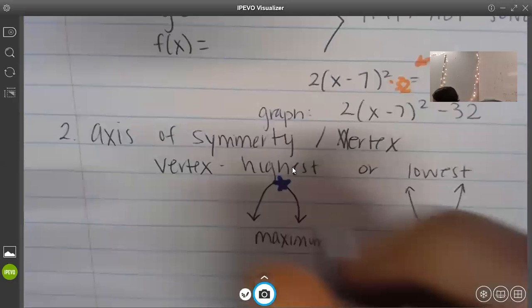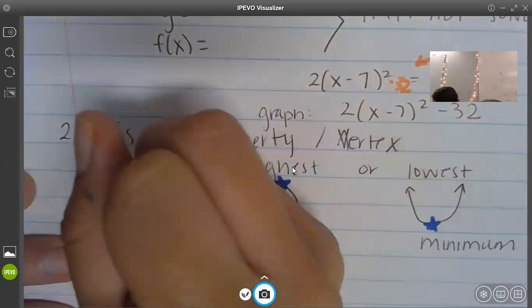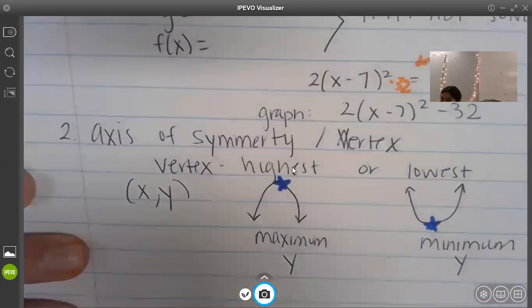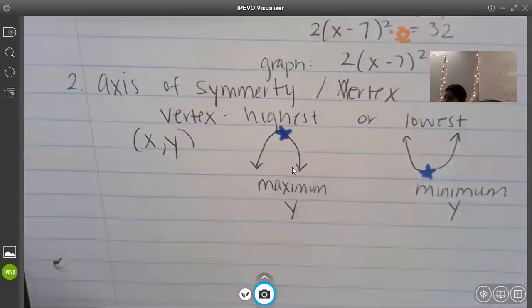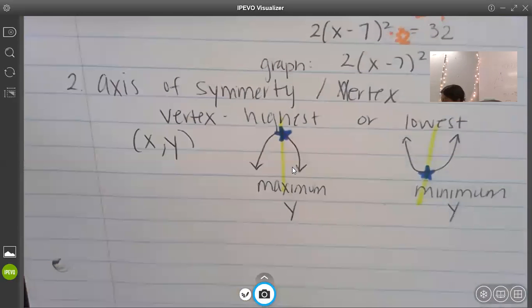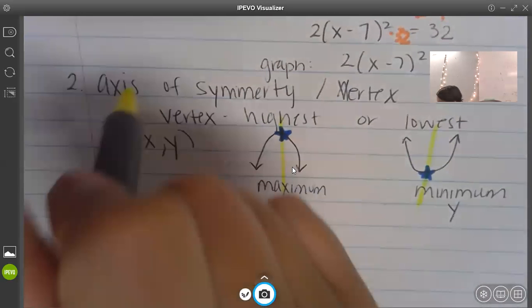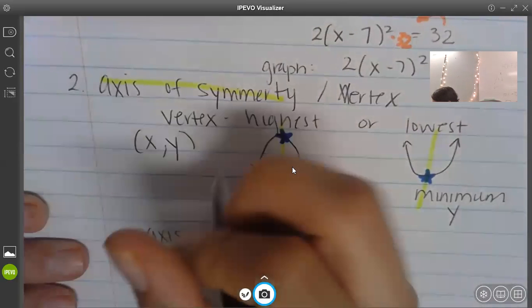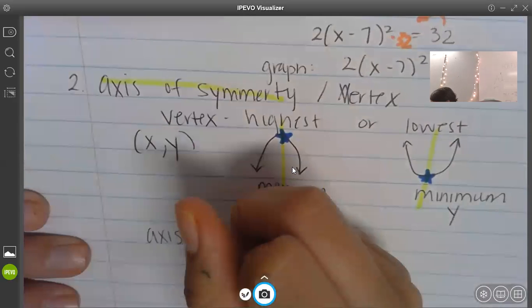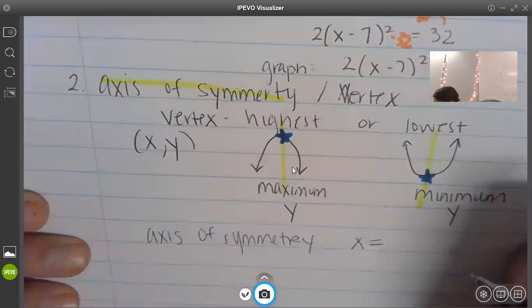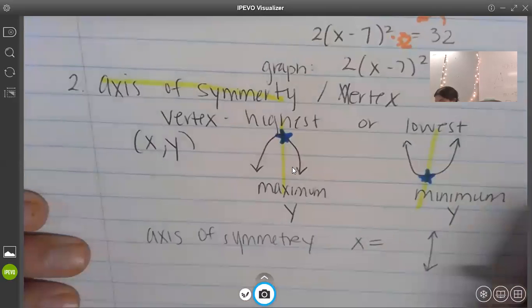Okay, for the vertex, it's an x and y point. So the maximum is the y value and the minimum is a y value. Now the axis of symmetry is the line that goes through the star and it divides the graph into 2 equal parts. That's the axis of symmetry, that line. Now the axis of symmetry is an up and down line. So because it's an up and down line, we write it as x equals, like that. It's a vertical line.